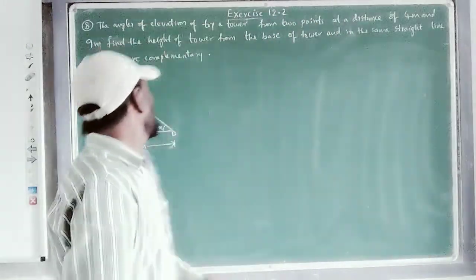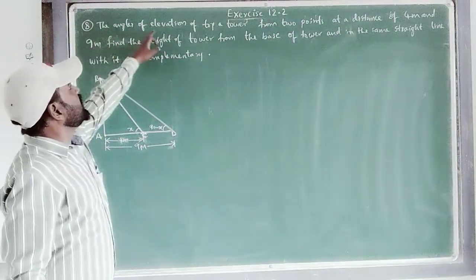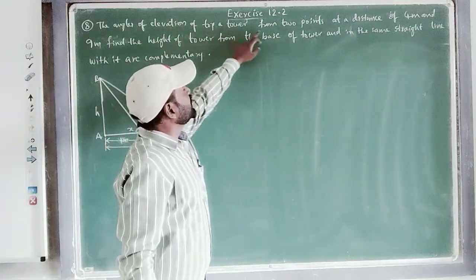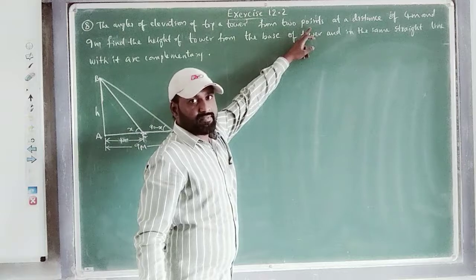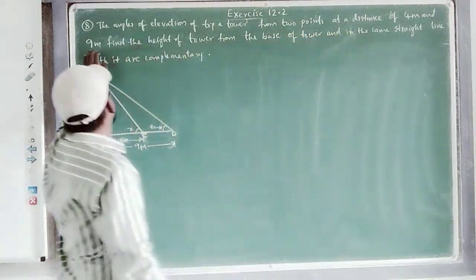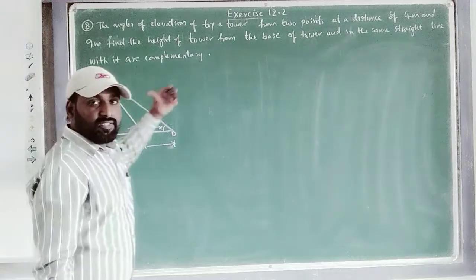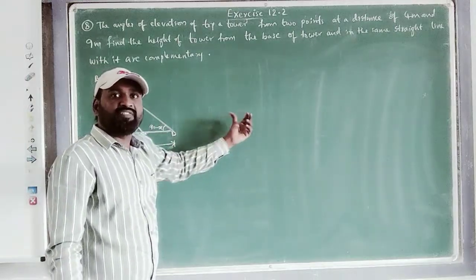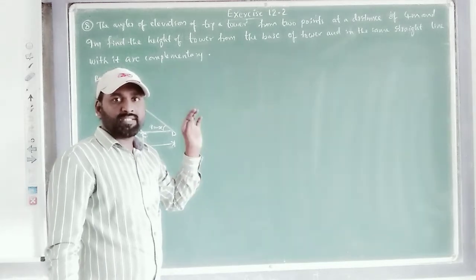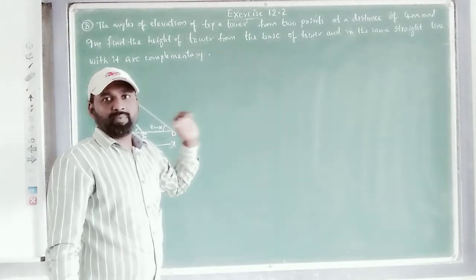Let's see. What is given? The angles of elevation of the top of a tower from 2 different points at a distance of 4 meters and 9 meters. That means the 2 points are at 2 different places from the foot of the tower. One point is at 4 meters distance, another point is at 9 meters distance.